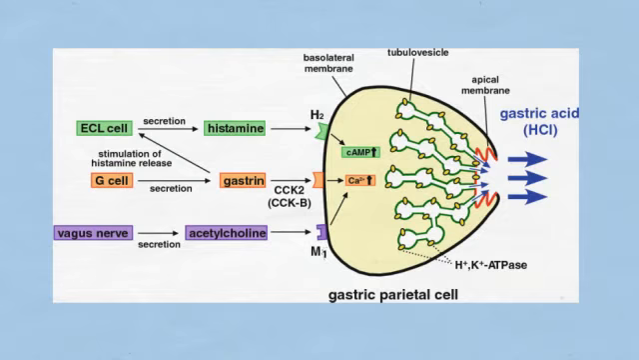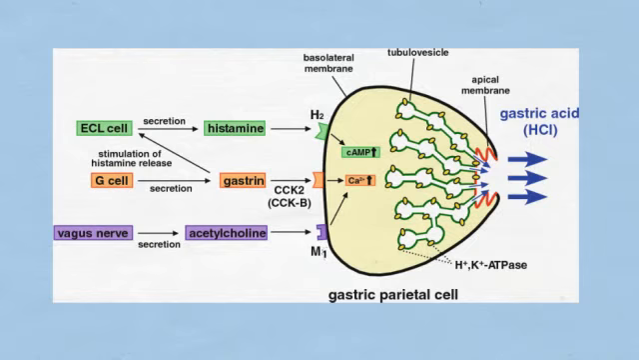Now you can see in this figure the parietal cells have very important receptors. The first one is M1, which is the muscarinic receptor. The second one is the G receptor where gastrin acts, and the third one is the H2 receptor. We also have a fourth one which we don't have in this diagram, but that is the prostaglandin receptor. All of these together are responsible for HCl secretion.